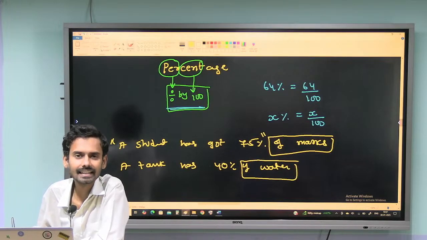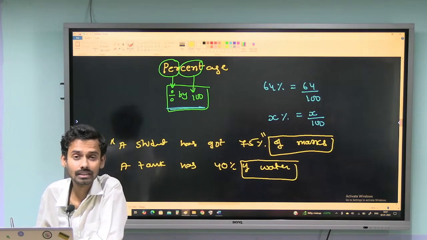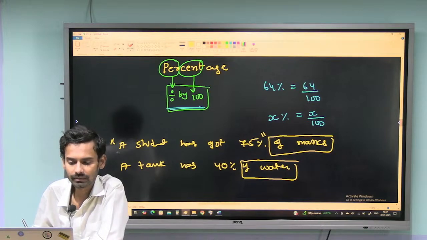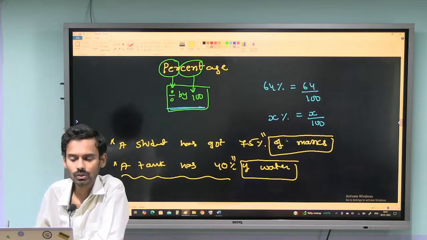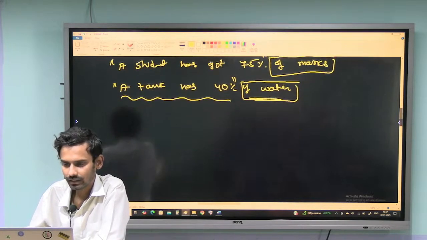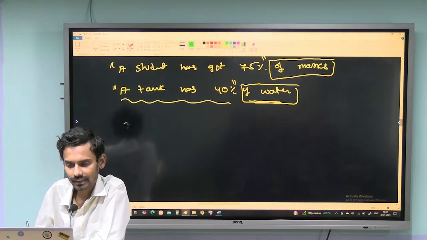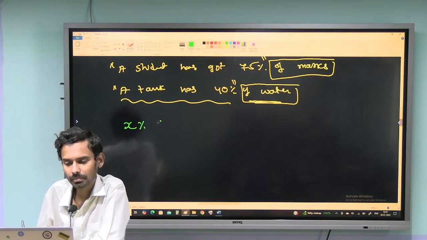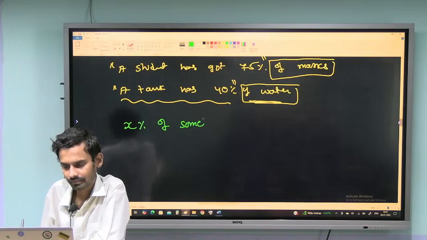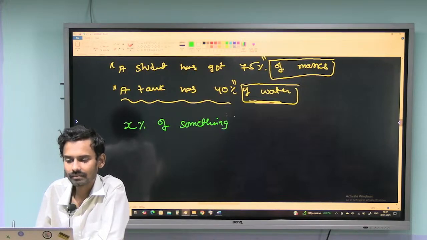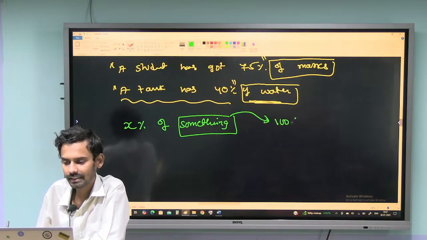If I say a tank has 40%, a tank has 40% of what? Don't you think it will not have any meaning if I specify only this much? So I need to specify what it is, percentage of what. In general, if I say x percent, I need to specify x percent of something. And whatever I write in place of something should always be treated as 100%, which is total.